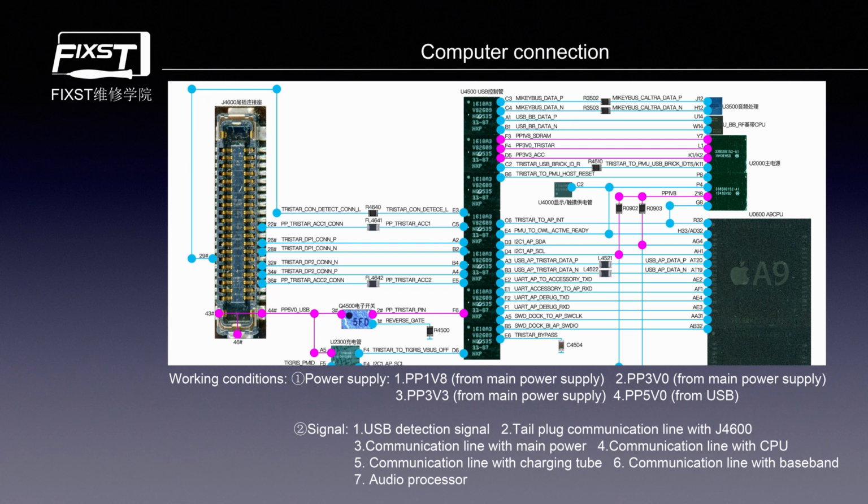And one is the 1.8 voltage, the second is the 3.0 voltage, and the third is the 3.3 voltage. All three of these are powered from the main power IC, the U2000 PMU. And you can see that the 5.0 voltage is from the USB. The power from the PMU is easy.